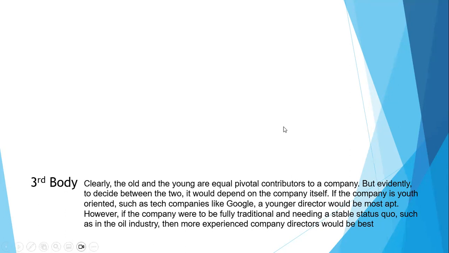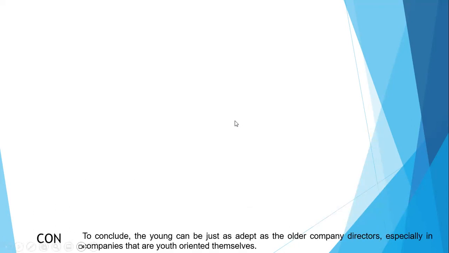That is now the it depends. During the time of JRooz, we call this the qualifier. So it depends is the B2 style. It answers the question, solves the problem. It depends on the company itself. So that having been resolved, it's time to conclude. Summary. The young can be just as adept as the older company directors, especially in companies that are youth-oriented themselves.